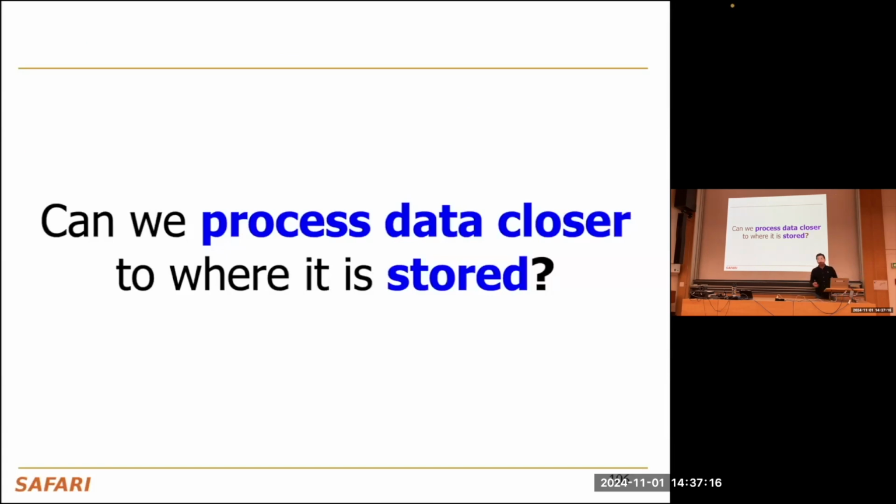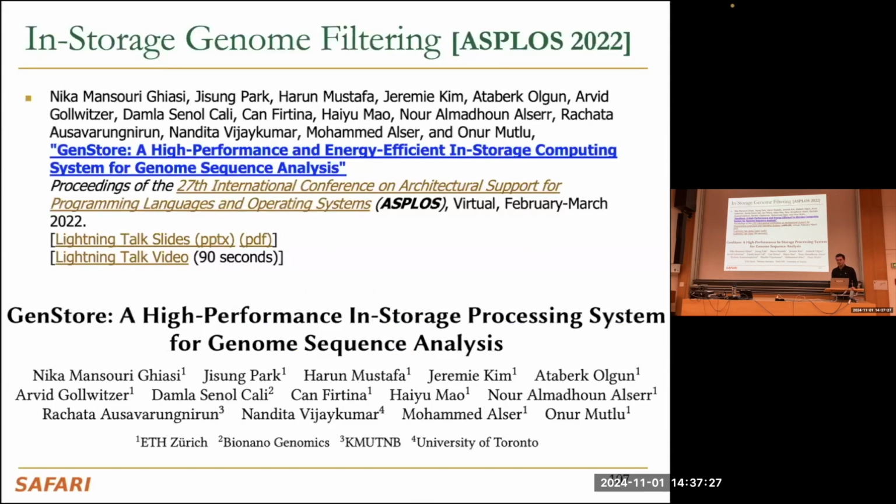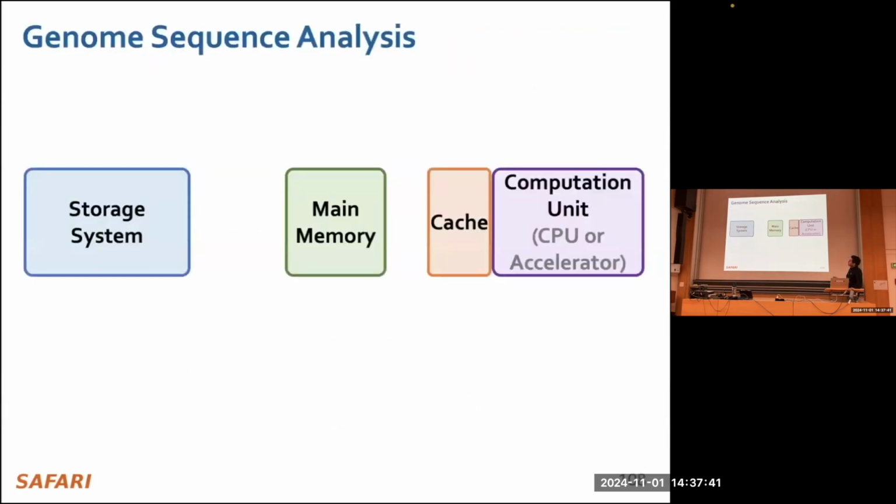So we've been looking at processing in memory, but the question is, can we even get closer to the data and do the processing even closer to it, right? And if I'm asking this question, probably the answer is yes. To illustrate this a bit more, I'll talk about this GenStore paper, which essentially focuses on in-storage processing for genome analysis. So you've been looking at different levels in the memory hierarchy, right? So you have the storage system, main memory, caches, and then eventually you compute somewhere, right? So it may be CPUs or accelerators.